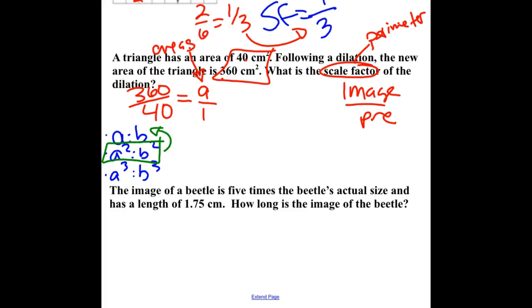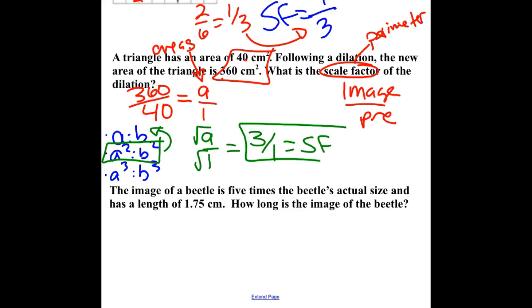So we technically have a squared and b squared. So to go from a squared, 9, back to a, we actually have to take that ratio and take the square roots. We go back and we get 3, square root of 9 is 3, and square root of 1 is 1. That's now our scale factor.